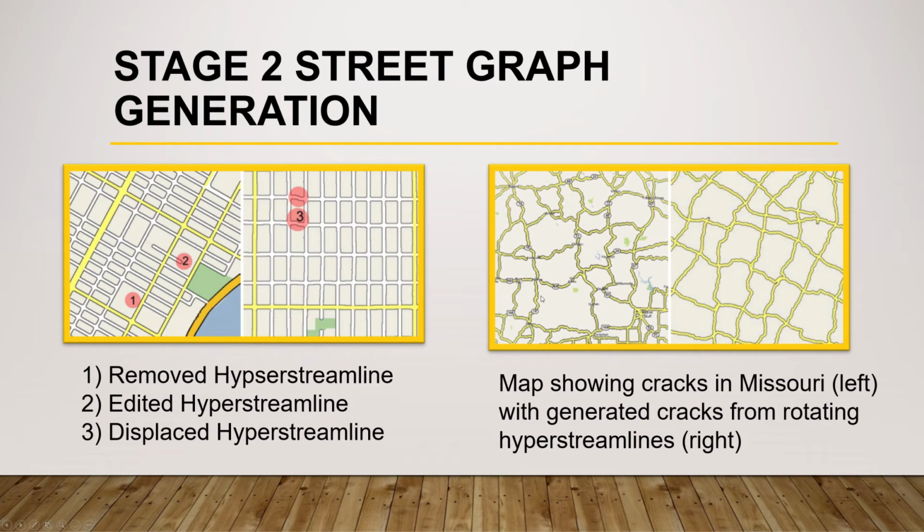And with a combination of these tools, modifying the tangents and modifying the hyperstreamlines and eigenvectors, we can replicate complicated roads. So here's a map showing the cracks in Missouri. The roads in Missouri in America look like cracks. By a combination of removing hyperstreamlines, editing hyperstreamlines, displacing them, rotating tensors and eigenvectors, we can replicate these sort of cracked patterns in the roads, as we can see here on the right side. This is what the computer has generated.